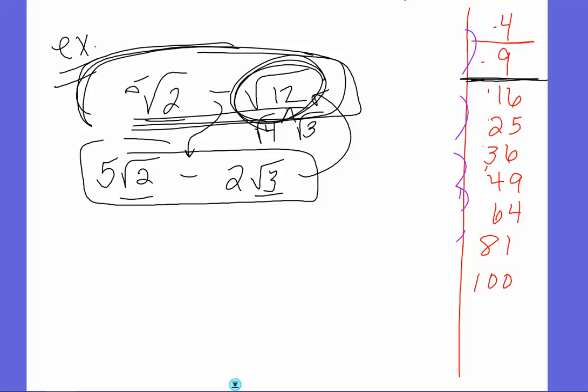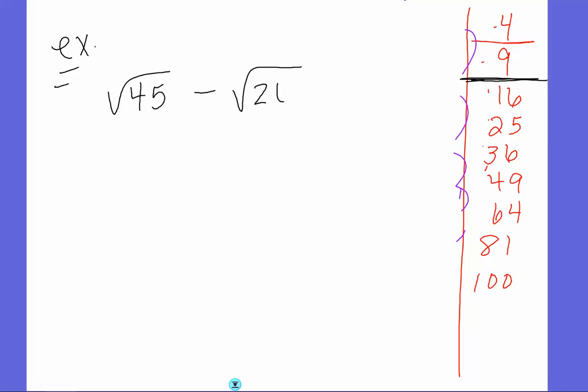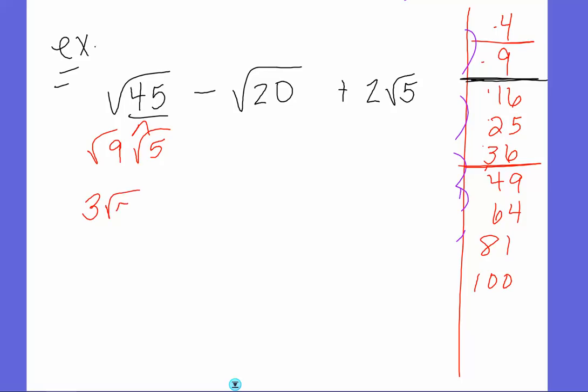Let's go ahead and look at another one. To make life a little easier for us here, let's do the square root of 45 minus the square root of 20 plus 2 rad 5. So if I look at the square root of 45, 45 falls between 36 and 49. Can 36 go into 45? No. How about 25? No. 16? No. What about 9? Yep. 9 and 5, square root, square root. So the square root of 9 is 3. Square root of 5 I can't do.